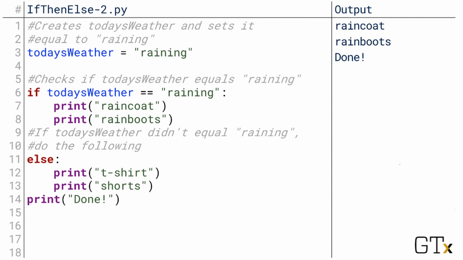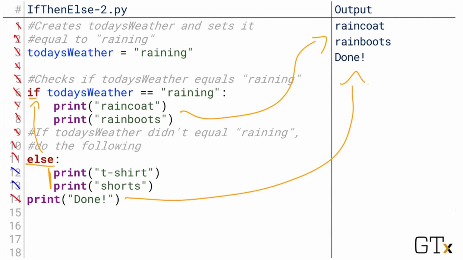Check out what happens though if we change today's weather back to raining. Once again, line 6 checks to see if today's weather equals raining. This time it does, and so raincoat and rain boots are printed to our output. That means that lines 7 and 8 did in fact run. When we get down to line 11 though, this else means to only run its code block if that if statement didn't run. But as we saw, that if statement did run, and so the else block does not run. Done still prints, because it's not indented under anything, and now our program is done.